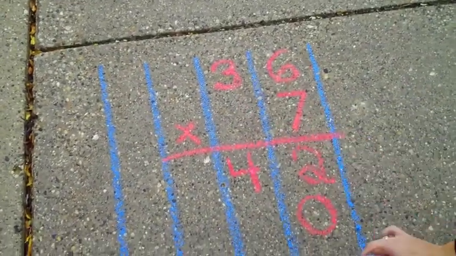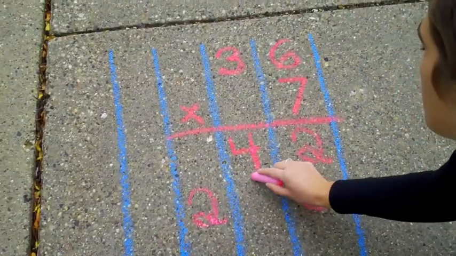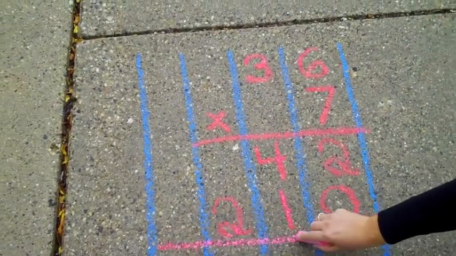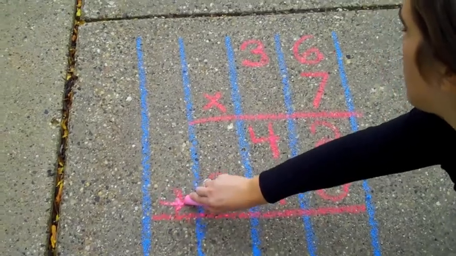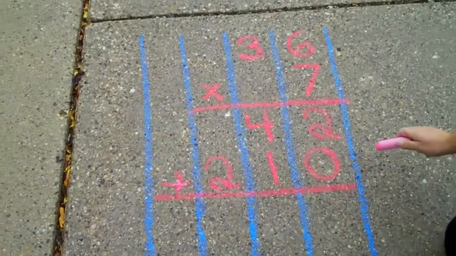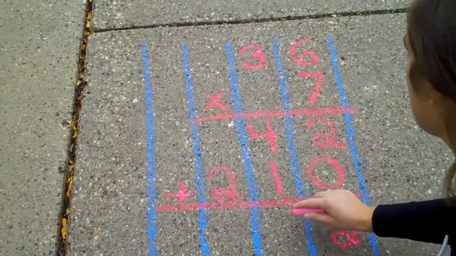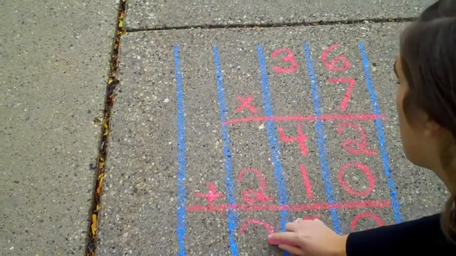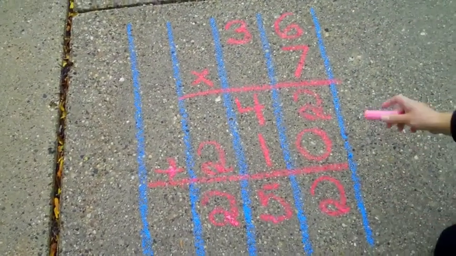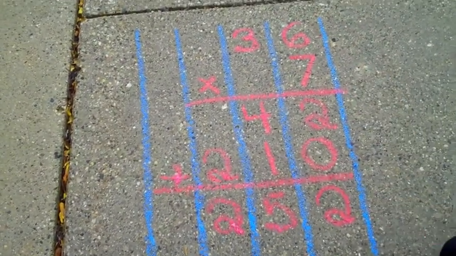So 3 times 7 is 21. 210. And next we're going to add these products, 42 plus 210. And that equals 252. So 36 times 7 equals 252.